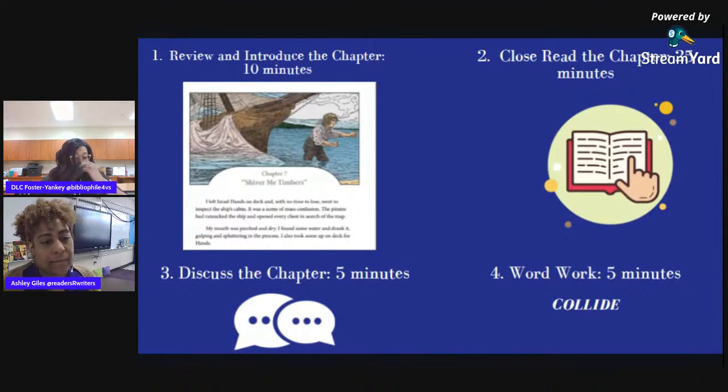Then they do some word work with collide, following their word work routine. Part of it is the teacher asks students for some examples of situations where people or things might collide, and gives them a sentence stem: "Blank might collide if blank." A couple of students use that in a sentence.